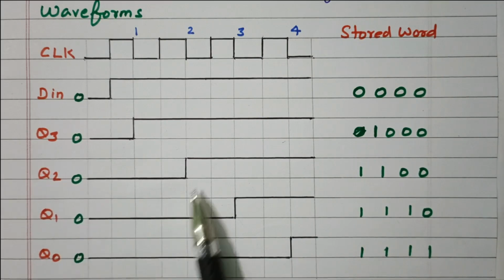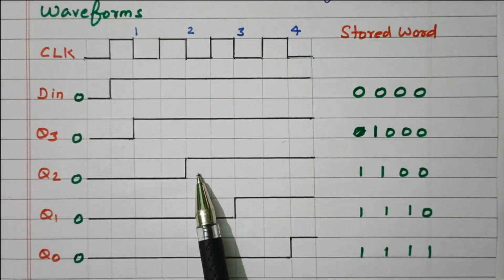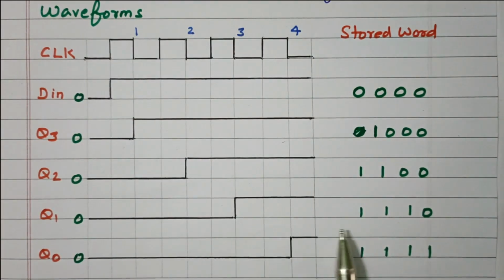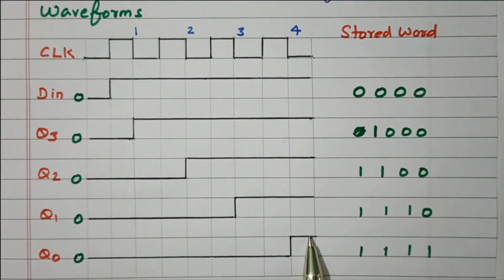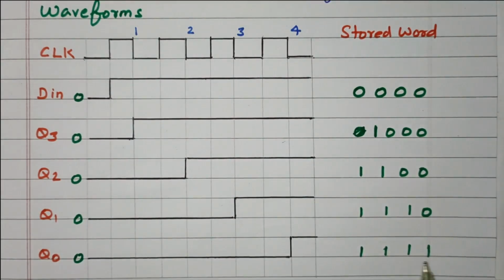In Q1, during the third clock pulse, it becomes high. Q3, Q2 are already at high level, and thereafter they stay high only. So now it becomes 1 1 1 0. After applying the fourth clock pulse, Q0 also goes to high level. Q1, Q2, Q3 are already at high level. So it is 1 1 1 1.